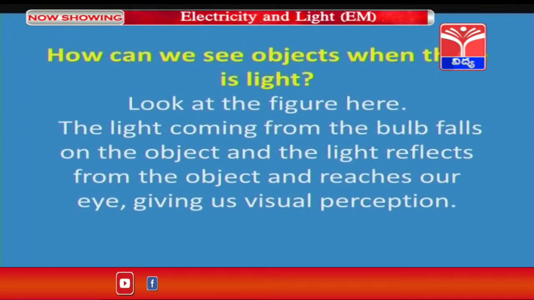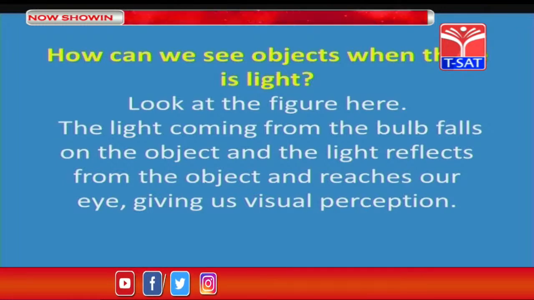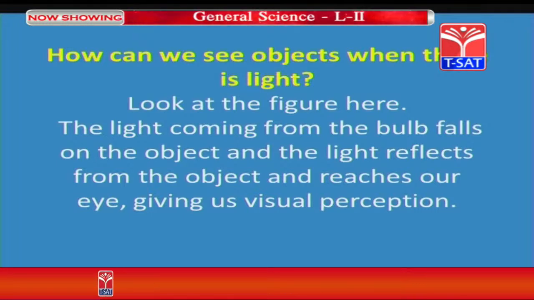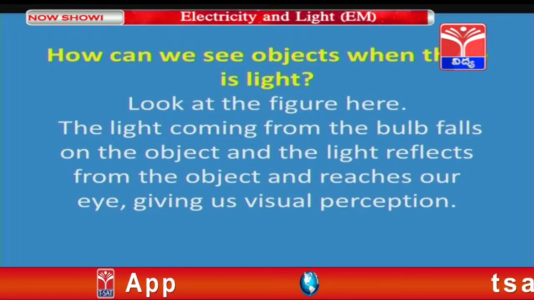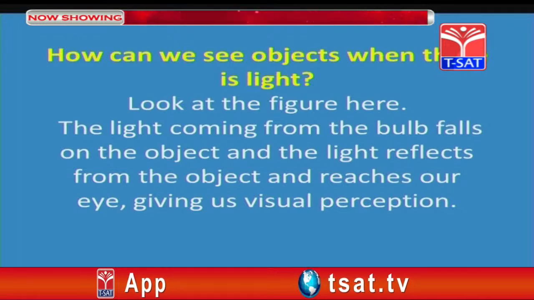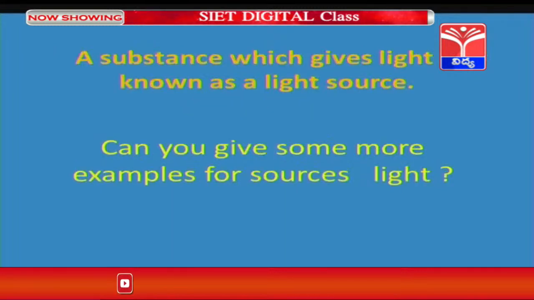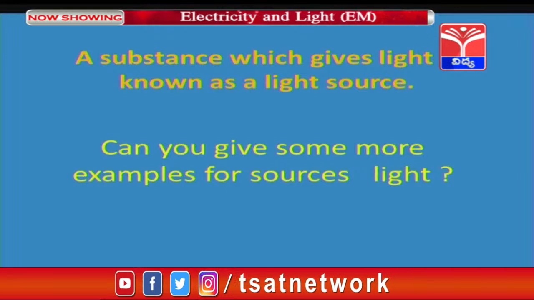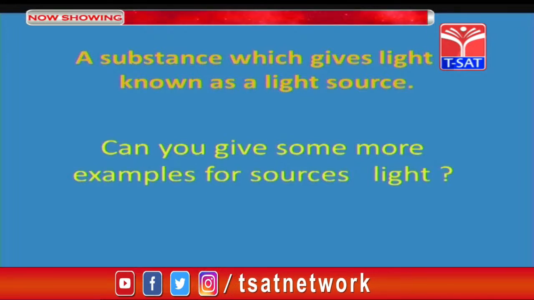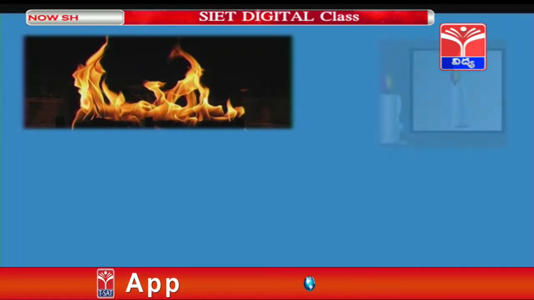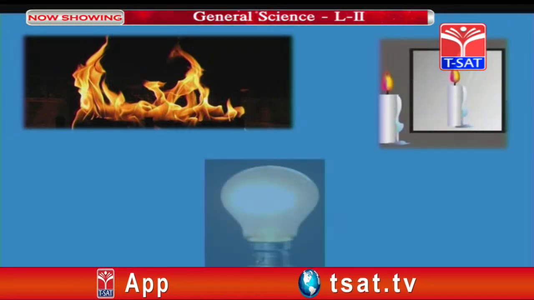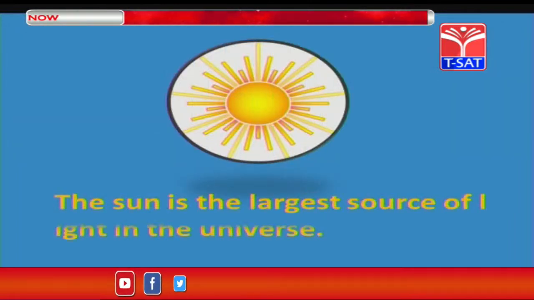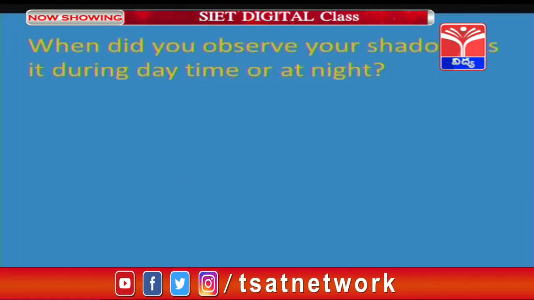Now how can we see objects when there is light? Now look at the figure here. The light coming from the bulb falls on the object, and the light reflects from the object and reaches our eye, giving us visual perception. Therefore we can see it clearly. A substance which gives light is known as a light source. Can you give some more examples of sources of light? Yes. Flame, candle, bulb, sun. Yes, the sun is the largest source of light in the universe.